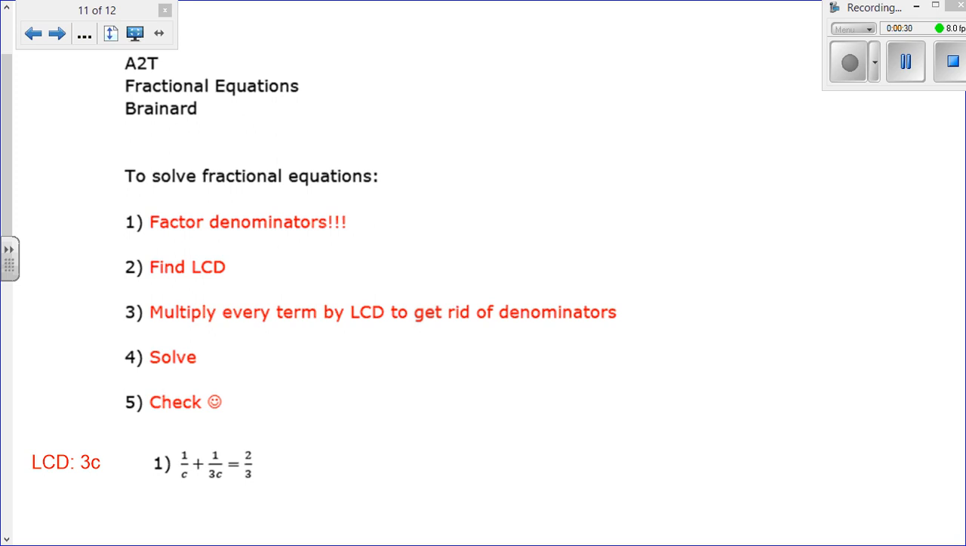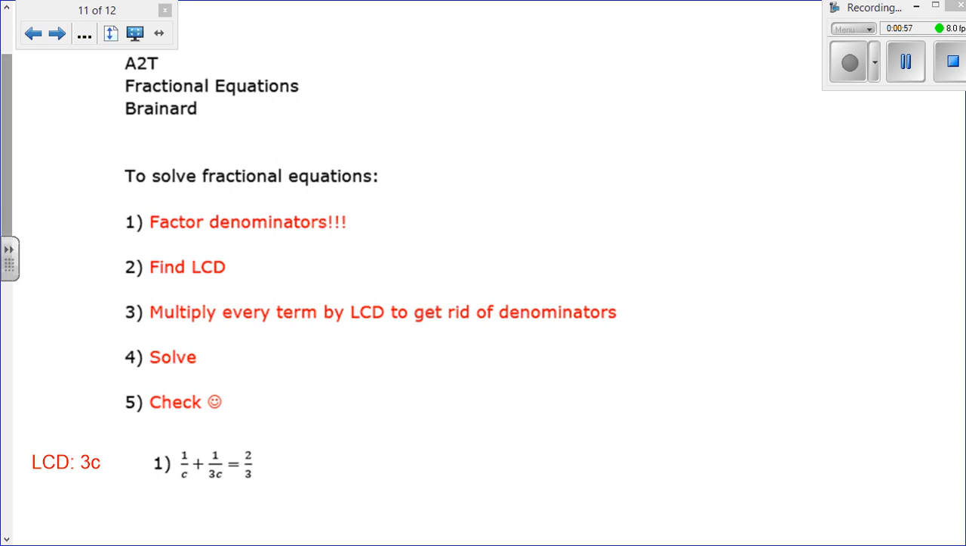So to solve fractional equations, the first thing you're going to do is factor your denominators. Then you're going to find your LCD, and just like with the complex fractions, you're going to multiply every term by the LCD to get rid of the denominators. Step 4 is to solve, and then last but not least is your favorite thing to do, and that is to check.